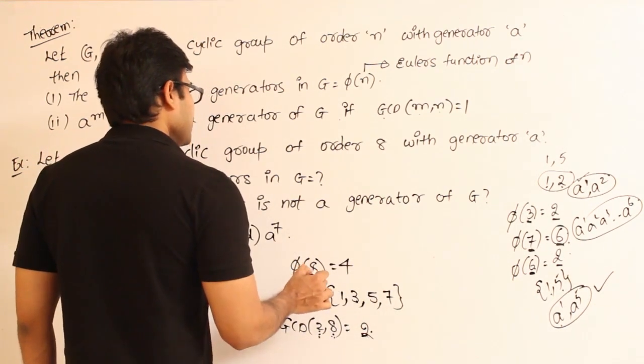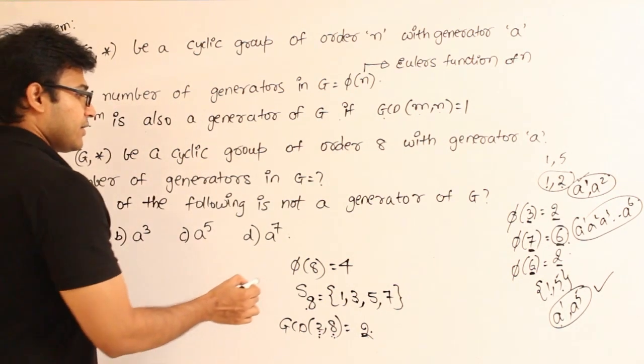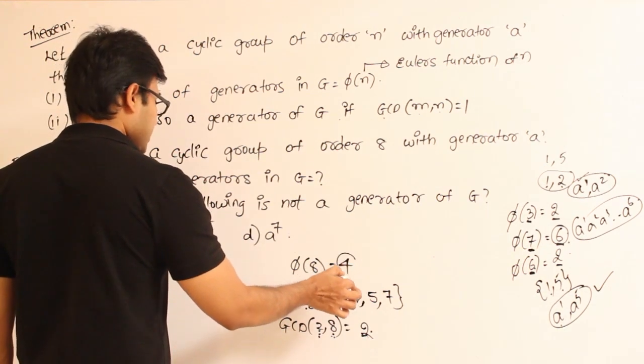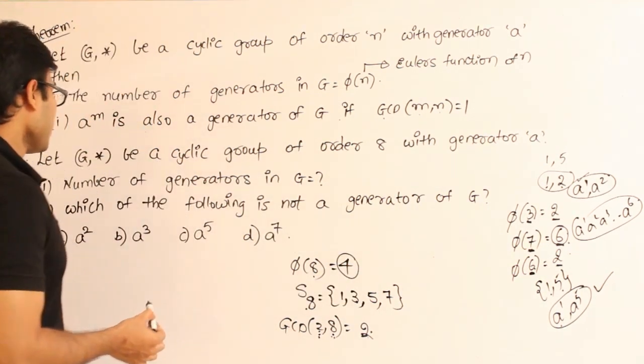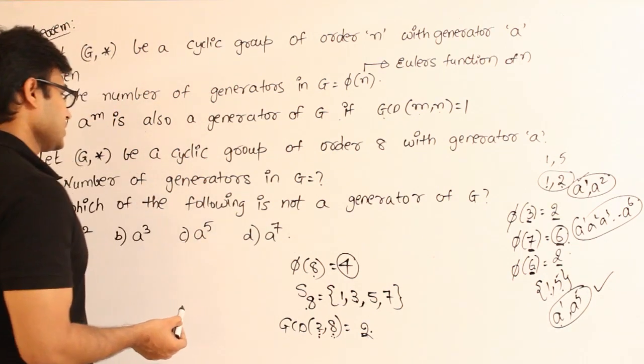So by this theorem, if a group is a cyclic group with 8 elements, then it should definitely have 4 generators, right? So how many generators will it have? It is going to have 4 generators. That is the first answer.